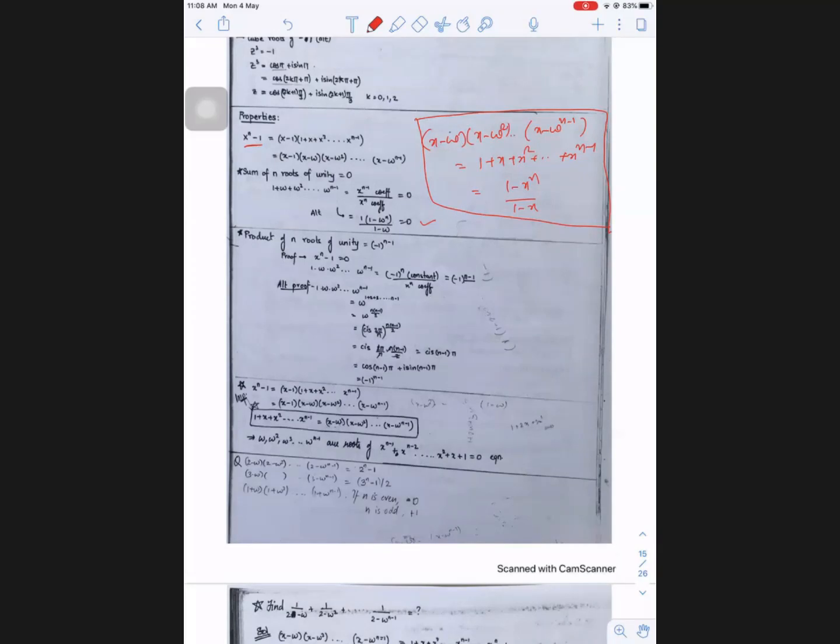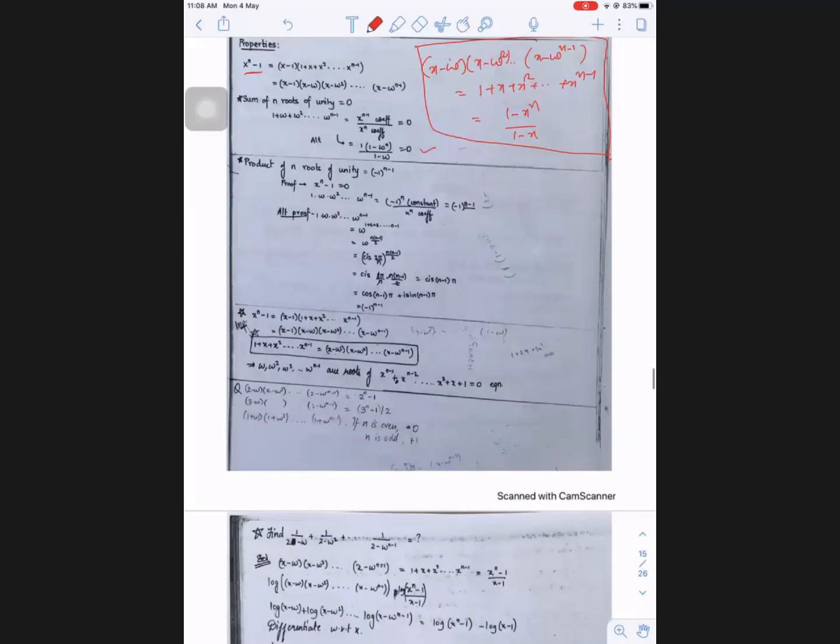In the same way, the product of n roots of unity is always equal to (-1)^(n-1). Even by using this equation you can derive it. So the proof is, if you multiply all these roots, one idea is the product of n roots is the last constant term by the x^n coefficient, and whether that minus sign comes or not depends on n.